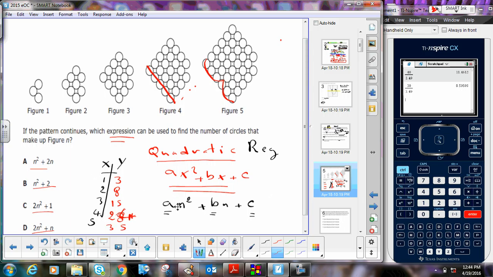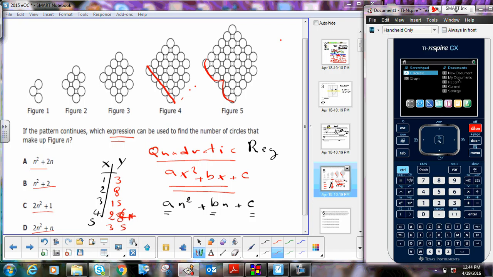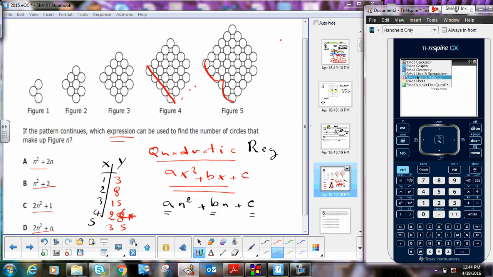Now when we have a table, can we find A, B, and C? Yes. Using what? Using quadratic regression. This is what we do. We go to new document right here. We go to add spreadsheet. Now next to A, you type X. Next to B, you type Y. Make sure you plug in the numbers as you see them. 1, enter, 2, enter, 3, enter, 4, enter, 5, enter.